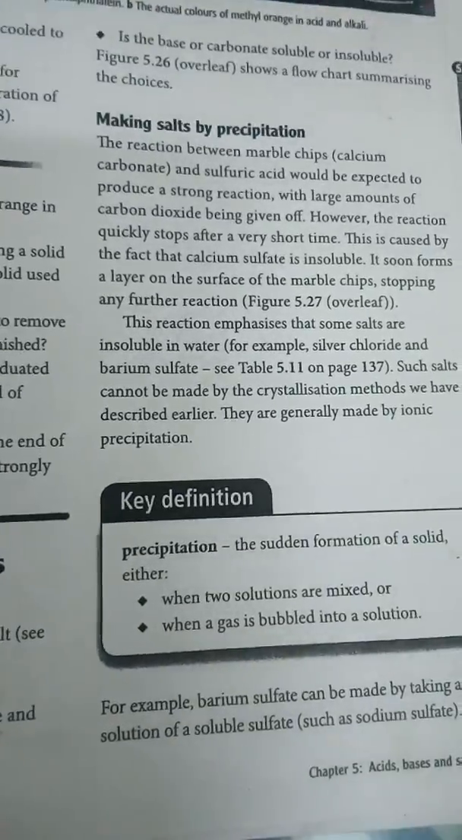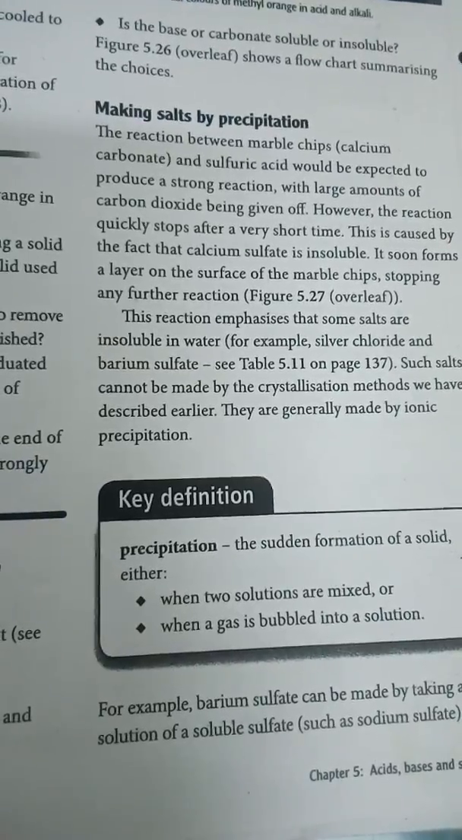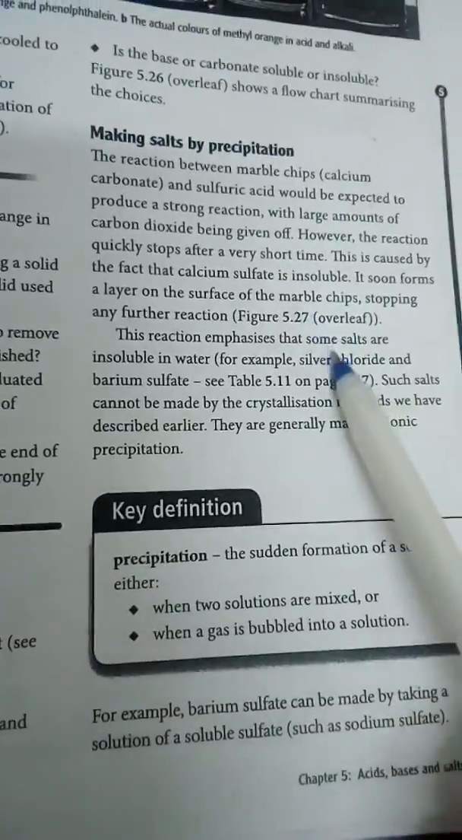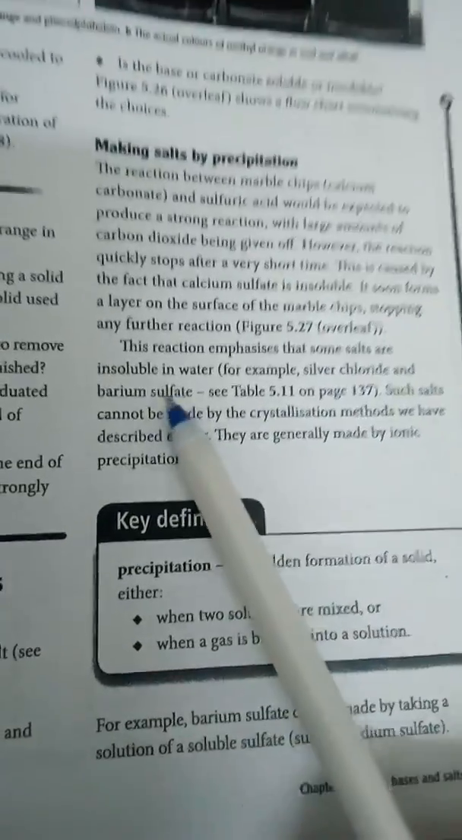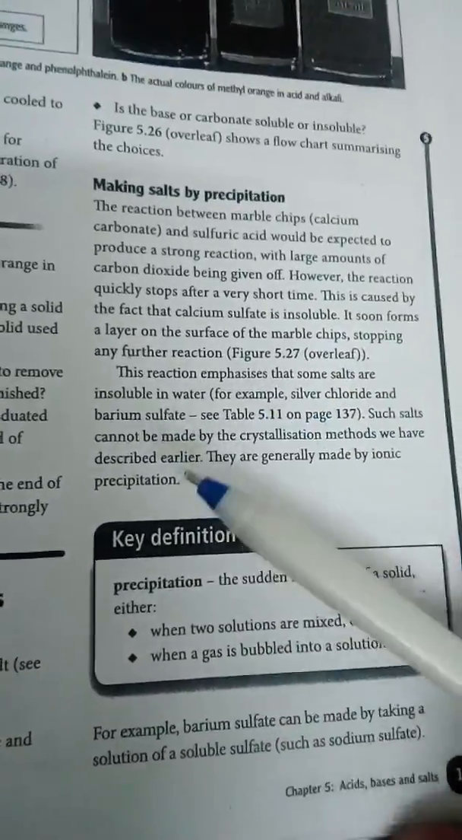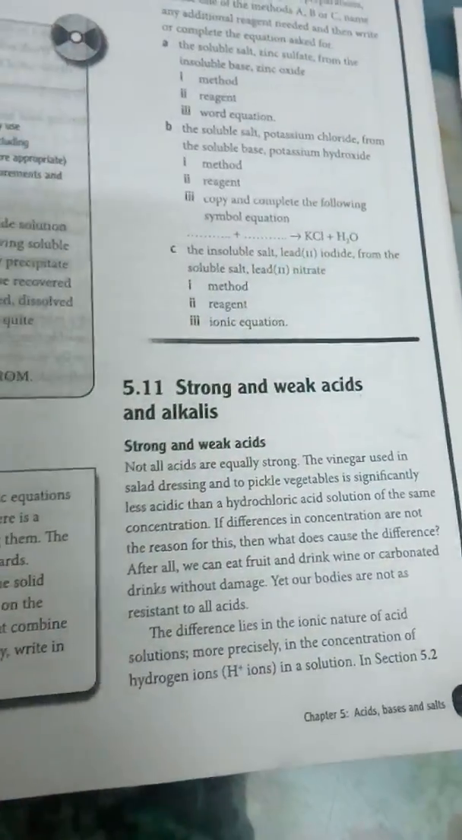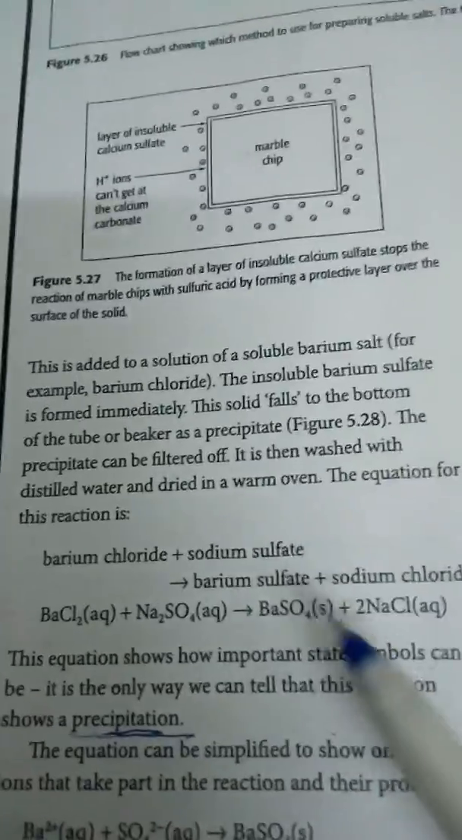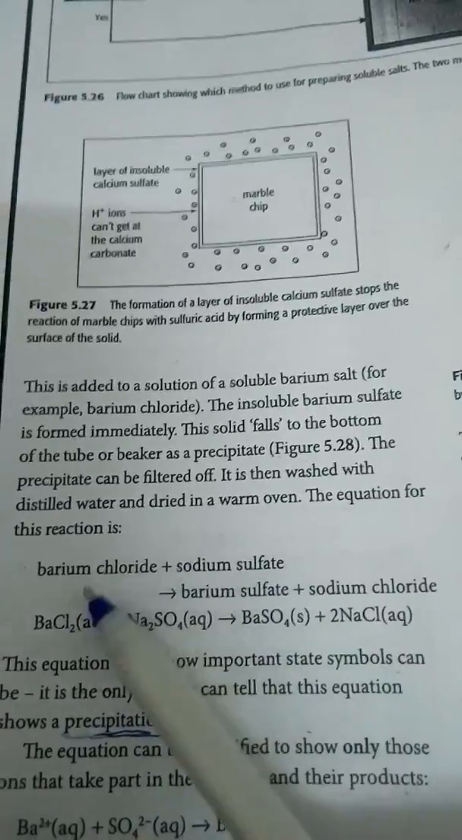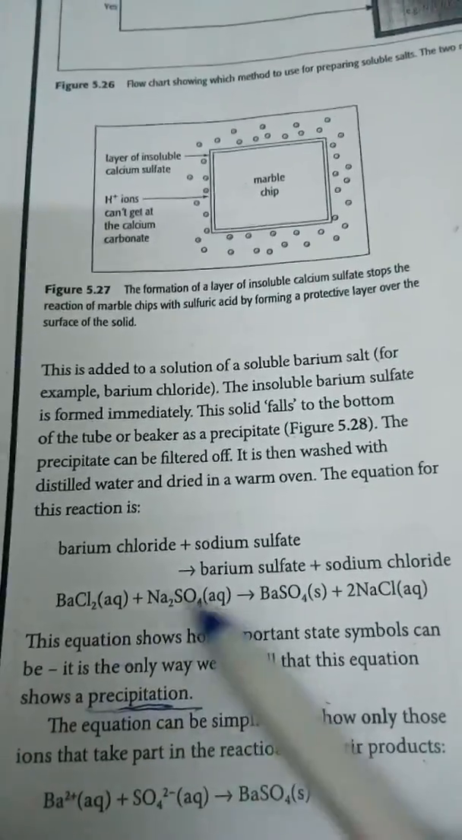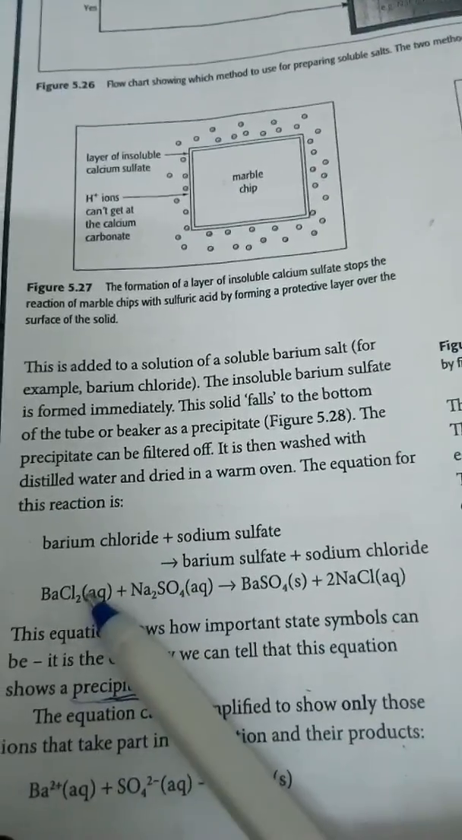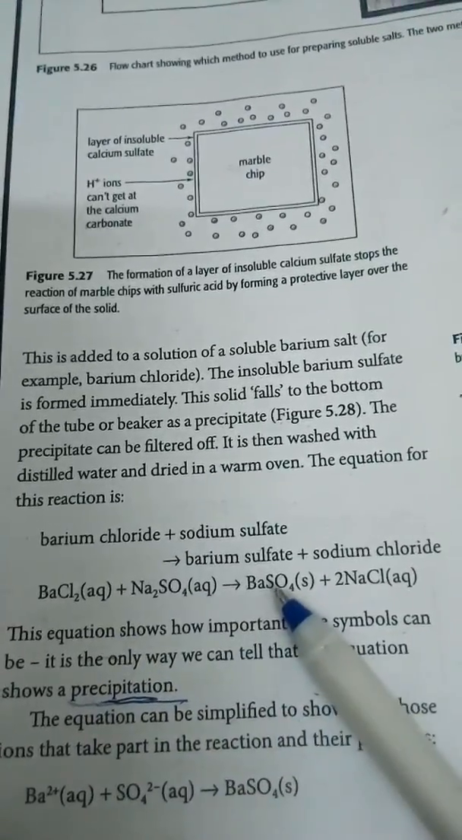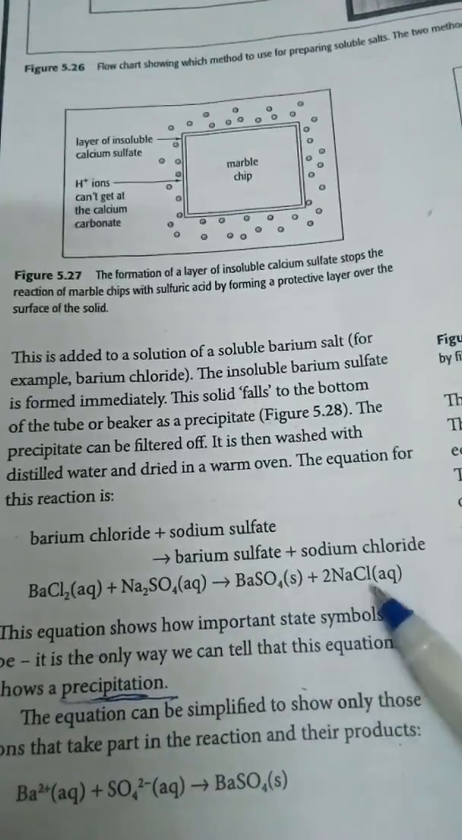What other example can we consider as insoluble salts? For example, silver chloride and barium sulfate. Let's consider these two. How are they prepared? Let's consider barium sulfate. It is prepared by mixing two salts. Both of them are aqueous, that is, they are soluble salts. But when they react, they give us barium sulfate plus sodium chloride.